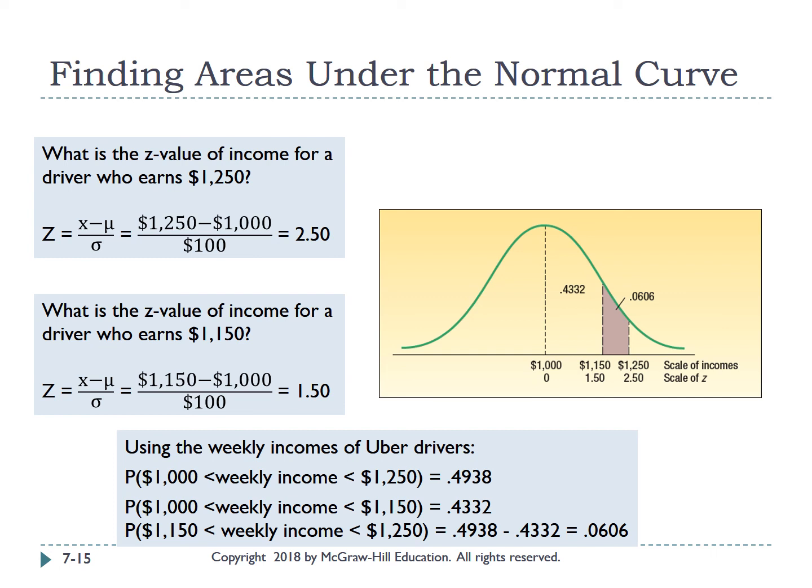Refer to the given graph. We find the area of two values on the same side of the mean. So subtract the smaller area from the larger. This is equal to the area between Z equals 0 and Z equal 2.5 minus the area between Z equals 0 and Z equal 1.5. Now use the Z table to find the values of the areas. This is equal to 0.4938 minus 0.4332, which is 0.0606. So the probability of a weekly income between 1,150 and 1,250 is 0.0606.